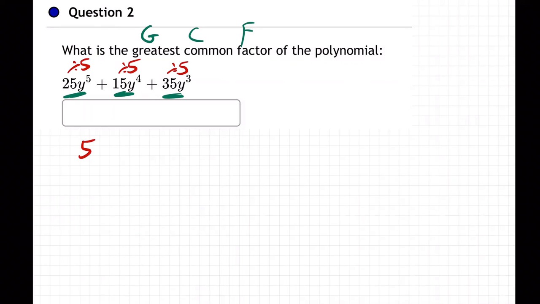Okay. But now that's not all. We also have to do the letter part, the Y's. Now what do we do for the Y's? Do we take the biggest one? Do we take the smallest one? Do we do something else?